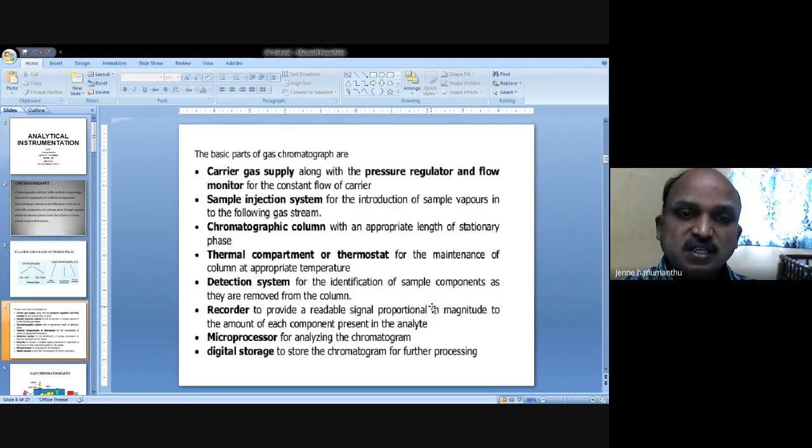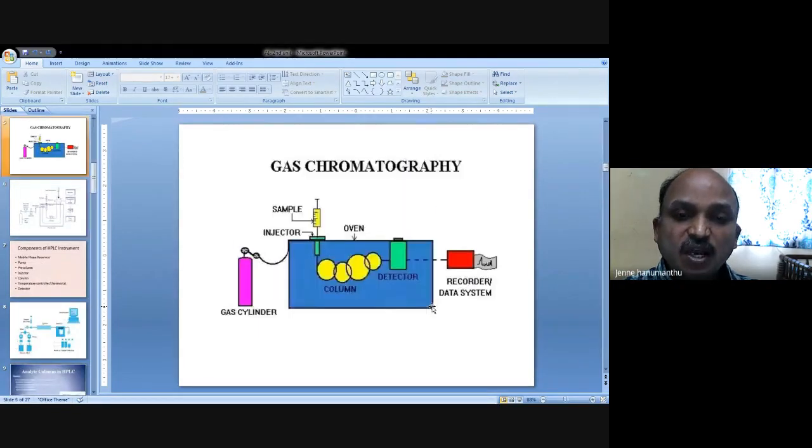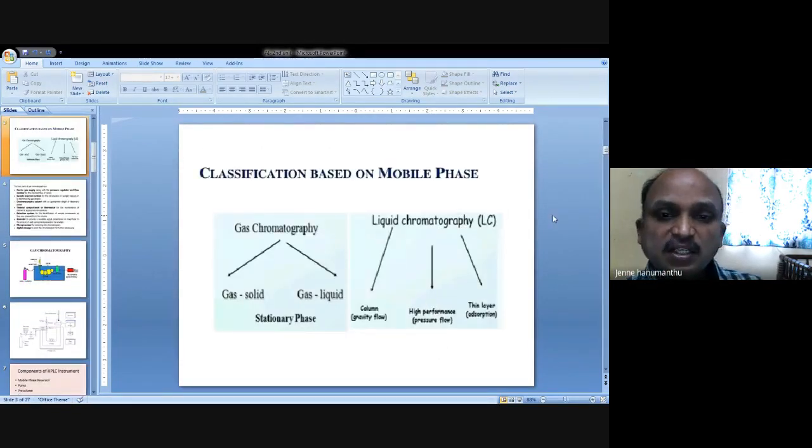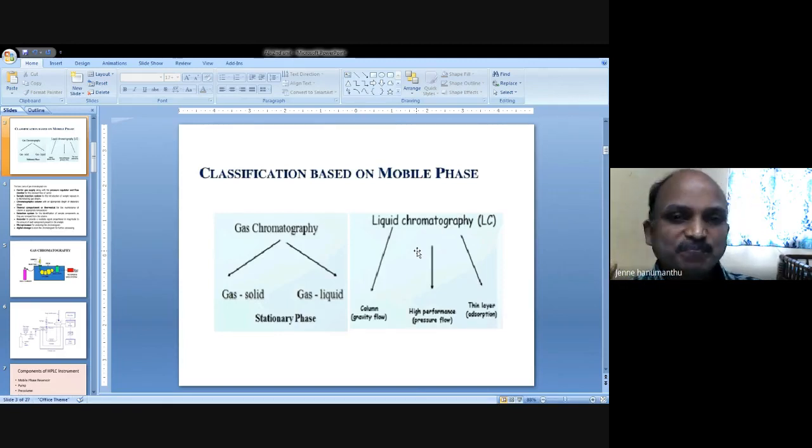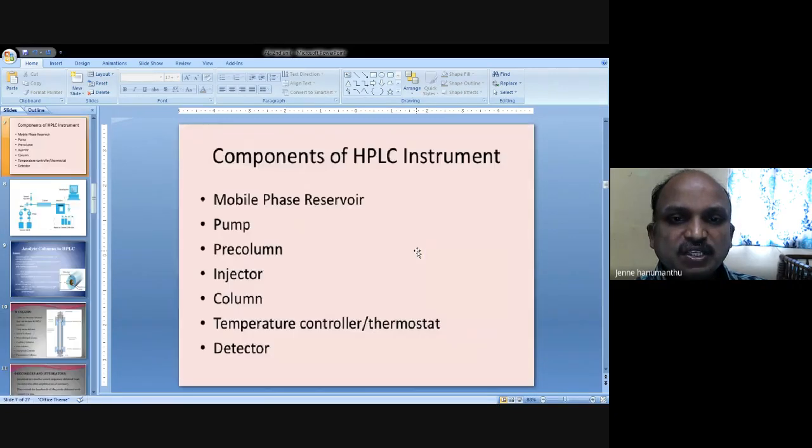But we have another chromatography that is called liquid chromatography. In this liquid chromatography there are two phases, as you know: one is the mobile phase and the other is the stationary phase. Here, the mobile phase is nothing but liquid, and the stationary phase is nothing but the column. It is also called high pressure liquid chromatography.